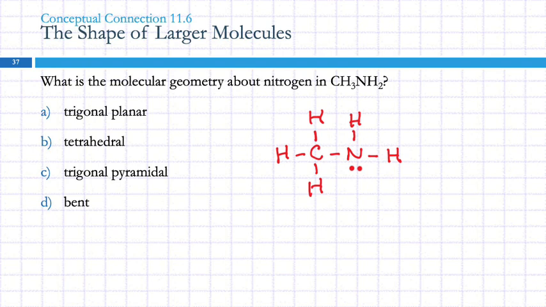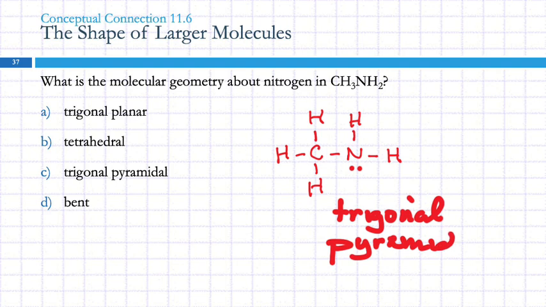4 balloons make a tetrahedron, and one of the balloons is invisible. So what shape is that? Trigonal pyramid. I'll just write it with the fat line. Trigonal pyramid!